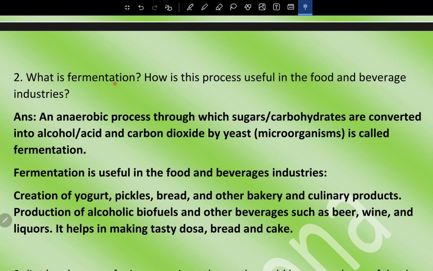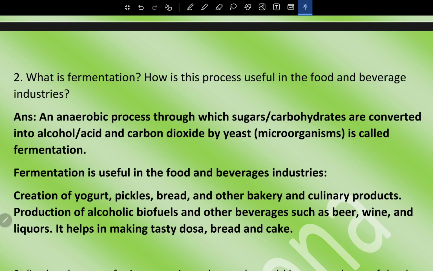What is fermentation? Second question: how is this process useful in the food and beverage industries? An anaerobic process through which sugar and carbohydrates are converted into alcohol or acid and carbon dioxide by yeast, that is, yeast is a microorganism, is called fermentation.